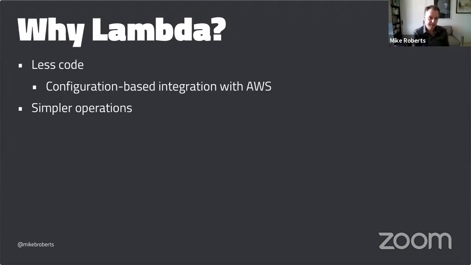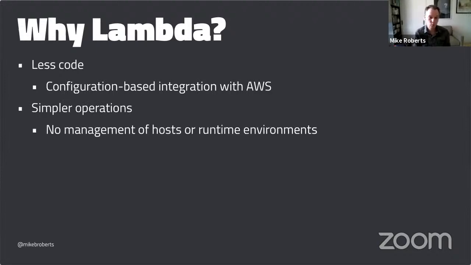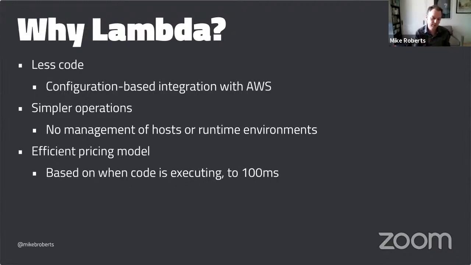The next reason is simpler operations. We're not managing any hosts or runtime environments at all with Lambda. We are defining what our code is, we're defining what our configuration is, and then Amazon are responsible for all of the management of all the hosts. So there's no Kubernetes environments or other Docker environments. That's all on Amazon to manage on our behalf. There's a very efficient pricing model with Lambda in that it's based purely on when our code is executing. And that's down to 100 millisecond level of precision.